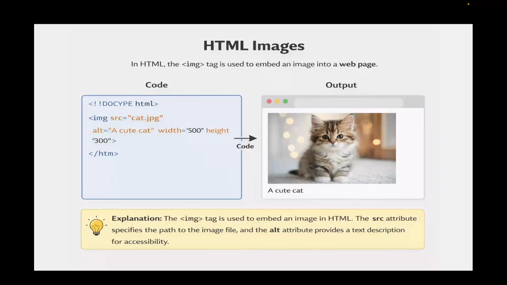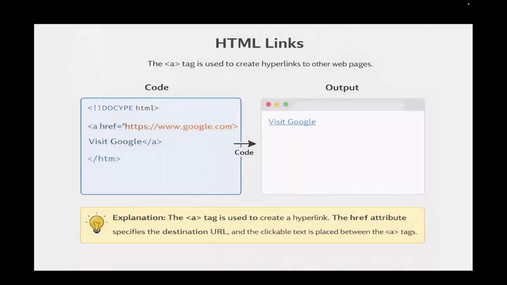Next is HTML images, which is denoted by IMG, that image tag, that is used to embed an image in HTML or a web page. Here we will use some kind of attributes like SRC, the source attribute that specifies the path to the image file, and ALT, the alternate attribute that provides a text description for accessibility, and the width and height, those are the dimensions of the image.